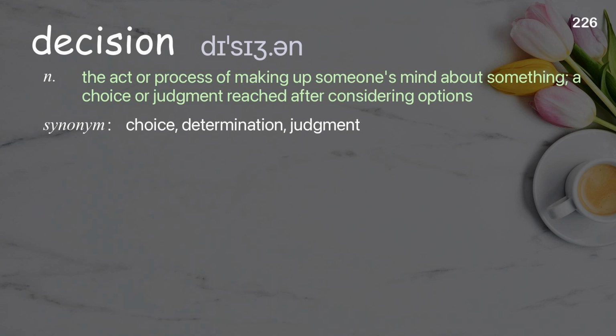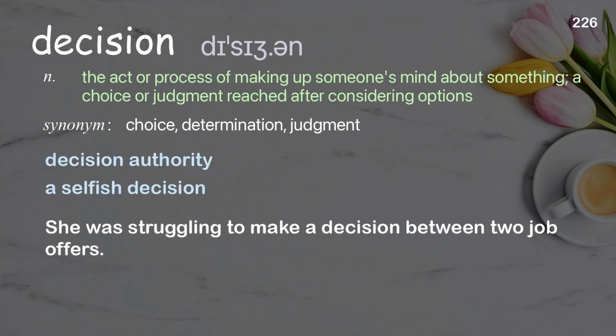Decision. The act or process of making up someone's mind about something, a choice or judgment reached after considering options. Examples: Decision authority. A selfish decision. She was struggling to make a decision between two job offers.